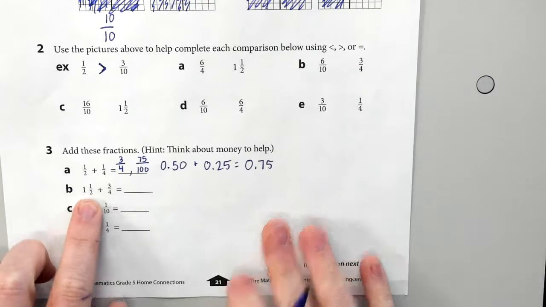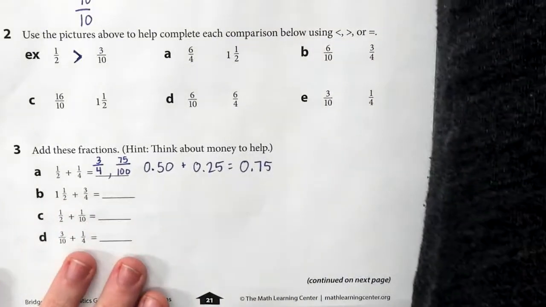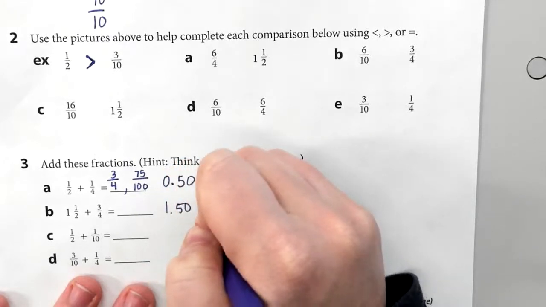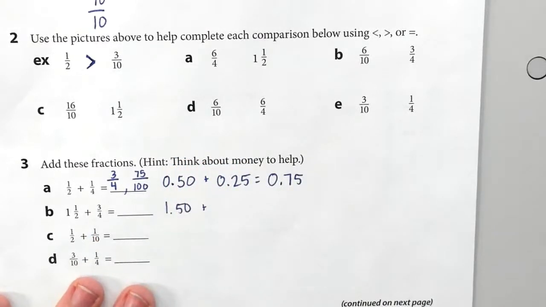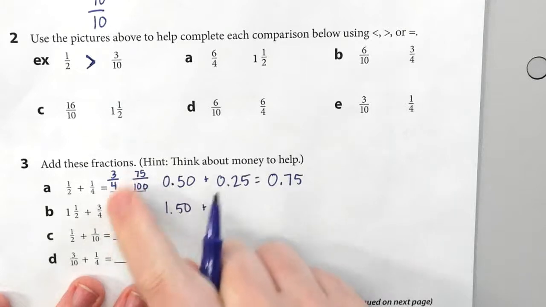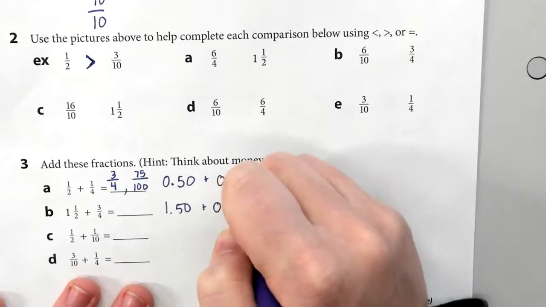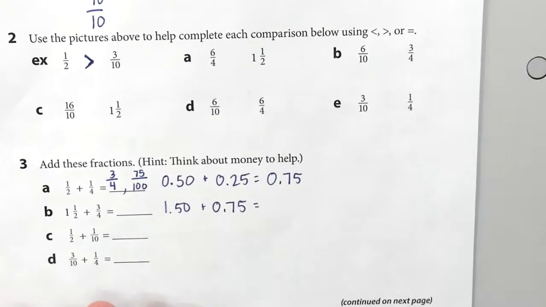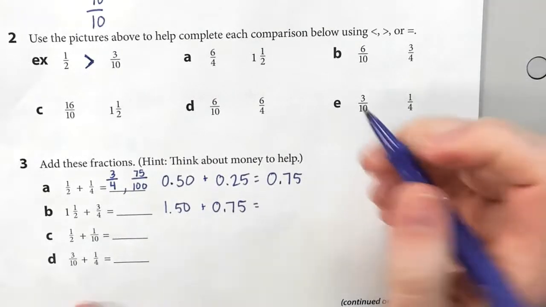Letter B, 1/2. How much money is that? It's $1.50. 3/4. How much money is that? Yeah, we just solved it up at the top, 75 cents. If I add $1.50 to 75 cents, how much total money do I have?